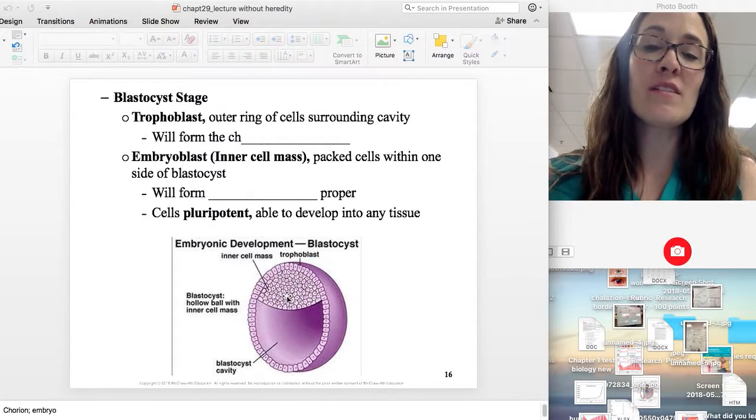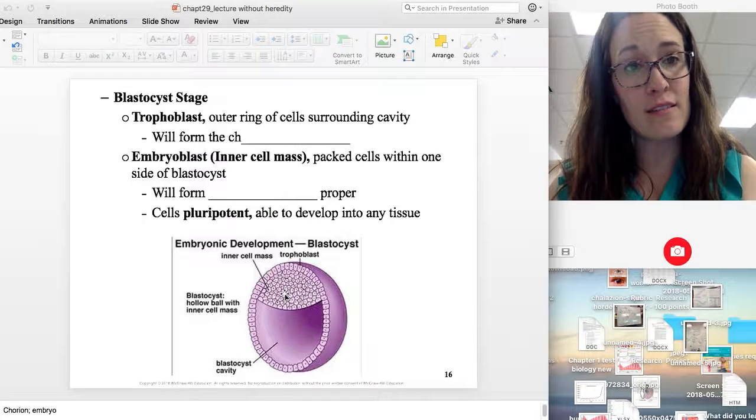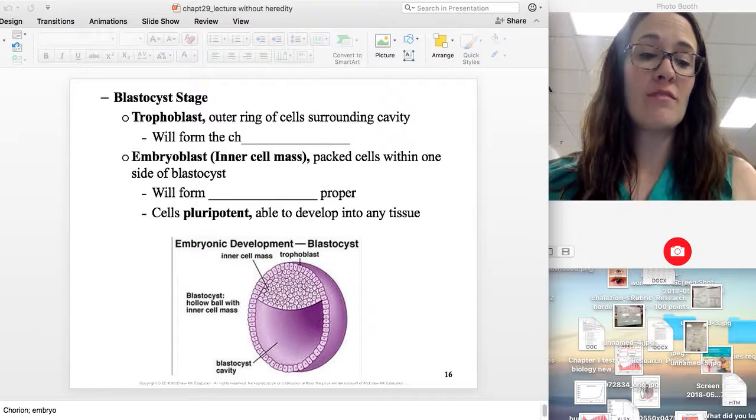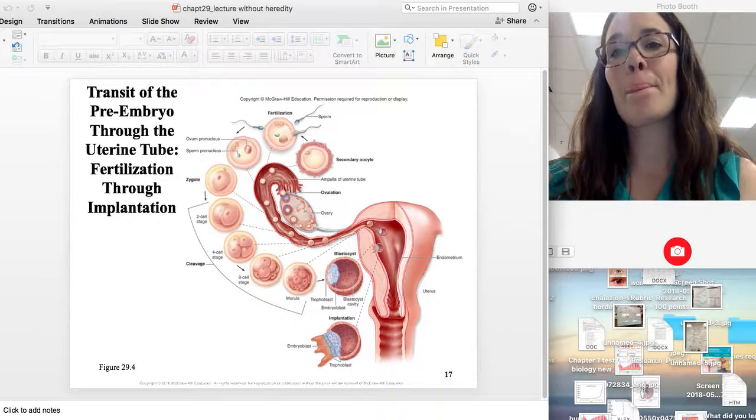And the cells within this inner cell mass are pluripotent. They are stem cells. They can divide into any other type of cell in the body.